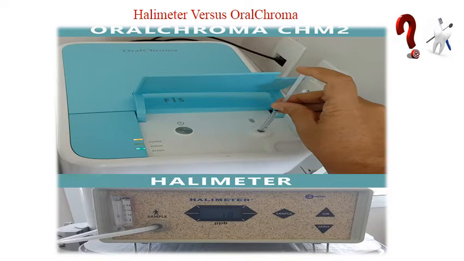By comparing the halimeter versus the oral chroma: the halimeter is easy to handle, affordable, displays results immediately, cannot discriminate among different gases, and needs maintenance. While the oral chroma is easy to handle, more expensive, and takes about 4 minutes for dimethyl sulfide and 8 minutes for methyl mercaptan before measurements are shown. It can discriminate among hydrogen sulfide, methyl mercaptan, and dimethyl sulfide. It also needs maintenance.